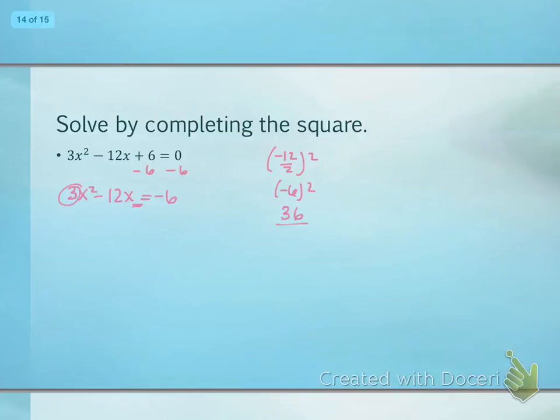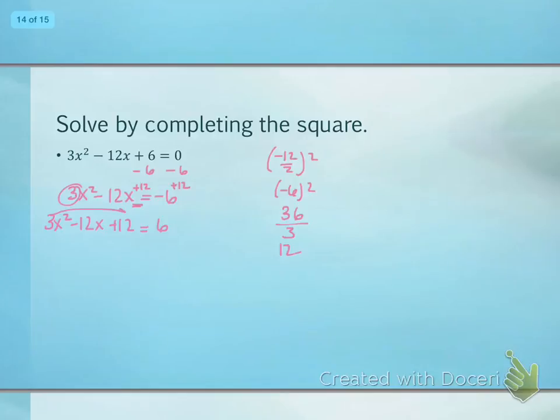We have an A value, so let's go ahead and divide that by that A value. So we're going to get that C value to be 12. So I need to make sure that we're adding 12 in here. But I can't just add 12 to one side and not to the other side. So when I add 12, I need to add it to both sides. So it becomes 3x squared minus 12x plus 12 is equal to negative 6 plus 12 is 6.